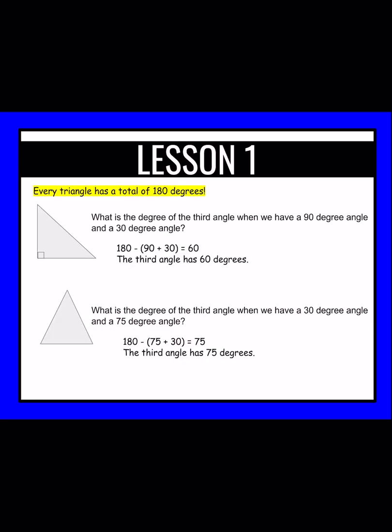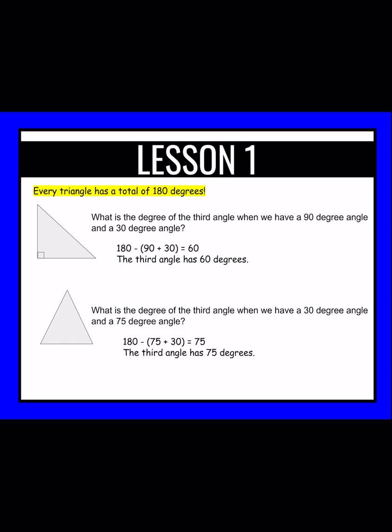All right, something you might be asked to do is, what is the degree of the third angle when we have a 90-degree angle and a 30-degree angle? So we know that all of our angles must add up to 180 degrees. I can subtract the 90-degree angle and the 30-degree angle, and that will help me find my third angle. I know 90 plus 30 is 120, so 180 minus 120 is 60. So the third angle has 60 degrees.